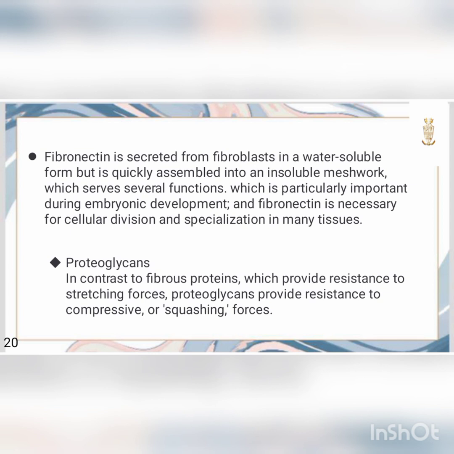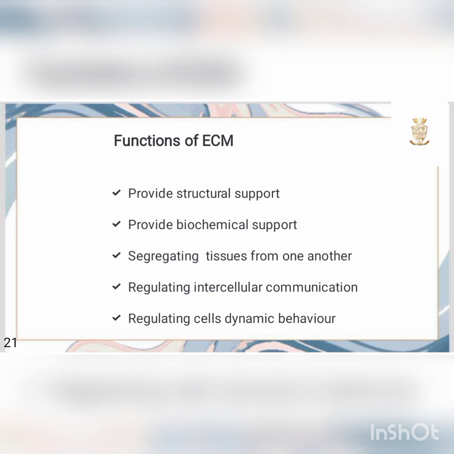The second class is proteoglycan. In contrast to fibrous protein, which provides resistance to stretching forces, proteoglycan mainly provides resistance to compressive or squashing forces. Functions of ECM. It provides both structural and biochemical support. Help in the segregation of tissue from one another. Help to regulate the intercellular communication and also regulate the cell dynamic behavior.